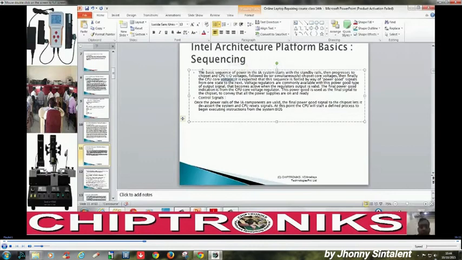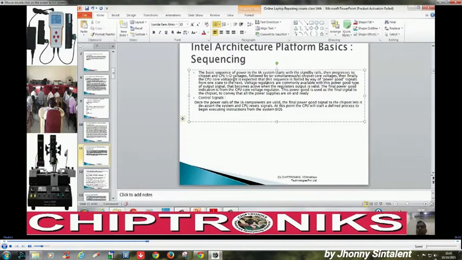So note down this statement. This is a very important statement, and we can correlate everything that we learn in this class. It's summarized over here. That is, the basic sequence of power in an Intel architecture system starts with standby rails. First, the standby power supply is generated, then it progresses to chipset and CPU high voltages, then chipset and CPU input output voltages are generated, followed by chipset core voltages, and then finally CPU core voltages, right?